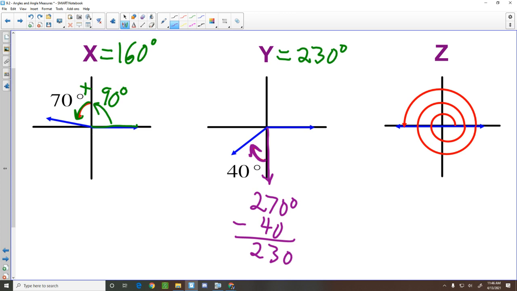So we're going to start right from the initial side. And here's how we're going to think about this. If I'm going all the way around, one complete rotation, how many degrees would that be? Yeah, one complete spin around would be 360 degrees. But I didn't stop there. I went another complete rotation around. So how many degrees did I just go again?